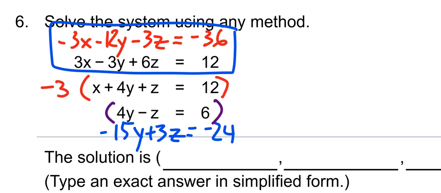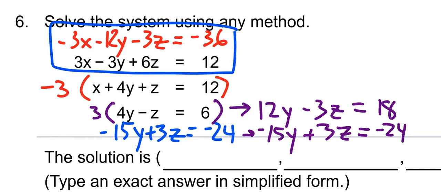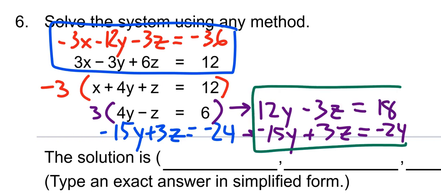We would want to multiply this one by what? 3. So, 12y. Okay, we get that. And then we're adding it to the -15y plus 3z equals -24. Actually, let's use a different color. Add the equations that are in the green box.